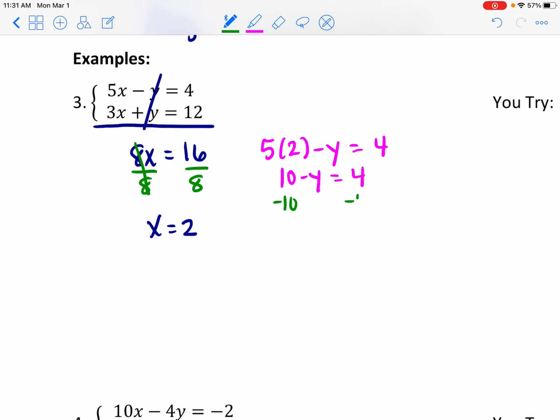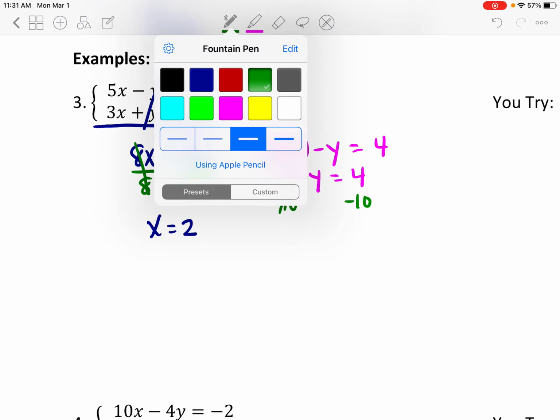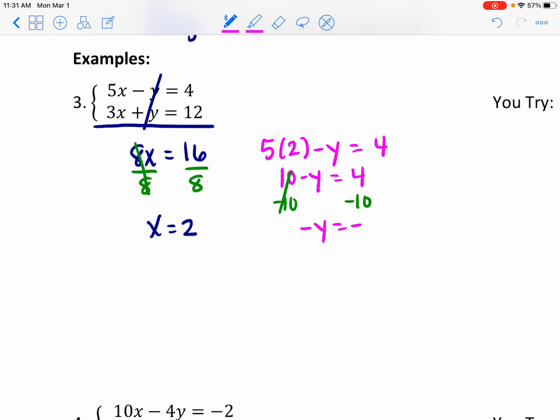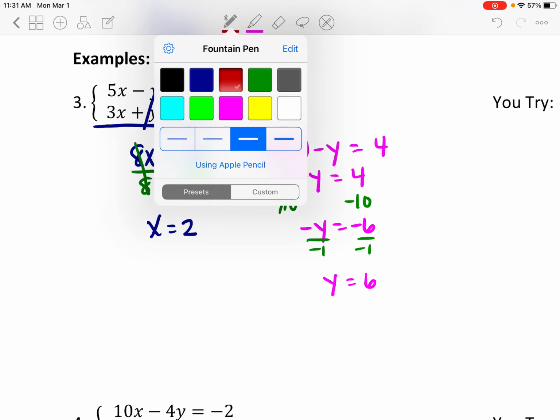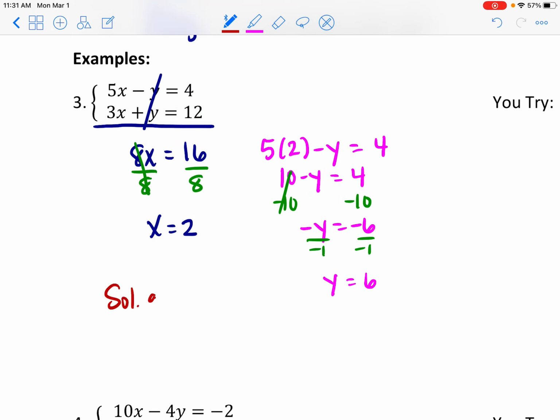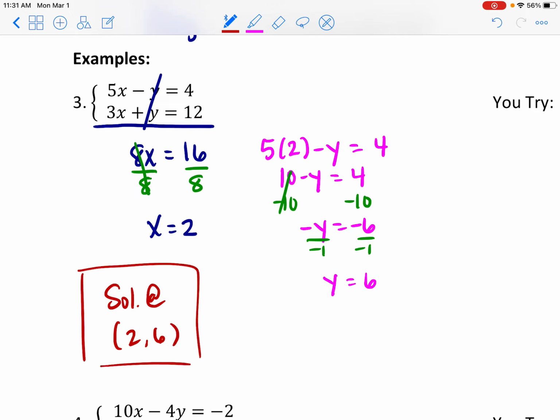And if I subtract over the 10, I can see that negative y has to equal negative 6, which means y has to be positive 6. So the y value in my solution is positive 6. So this system has a solution at x equals 2 and y equals 6. And again, if we wanted to verify, we could graph those two lines and see that that's the point where they cross, or I could plug 2, 6 into both equations to verify I have true statements resulting.